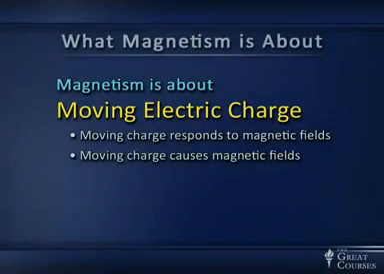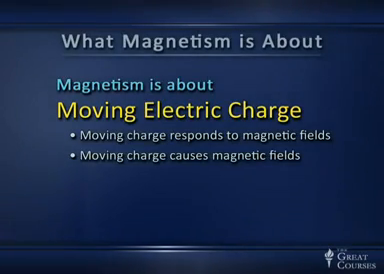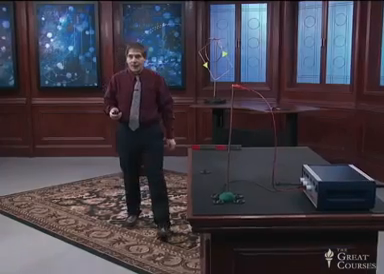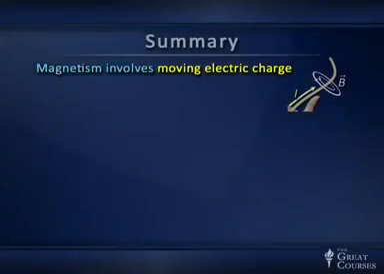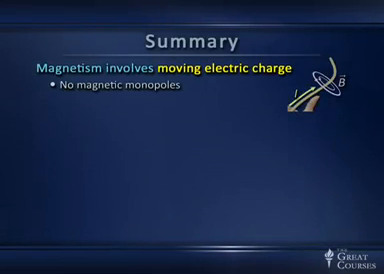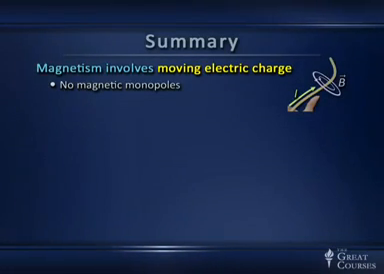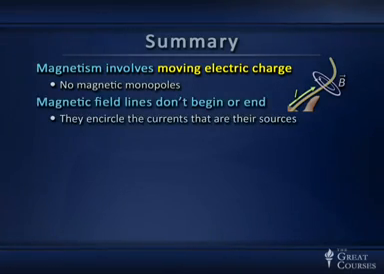Magnetism, again, is about moving electric charge, and the origin of magnets is the atomic current loops associated with orbital and electron spin motion in atoms. Well, let's summarize. Again, can't say it enough. Magnetism involves moving electric charge. That's the origin of magnetism, and that's what responds to magnetism. There are no magnetic monopoles. If there were, if we ever discover them, I'd have to say yes, and magnetic monopoles are also a source. But so far, we have not discovered any. That means magnetic field lines never begin or end. They encircle the currents that are their sources.